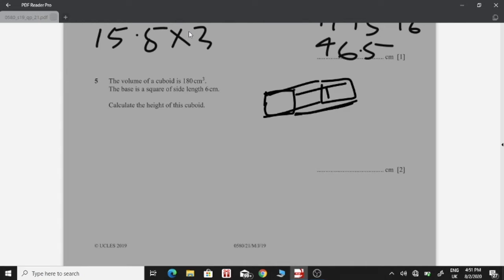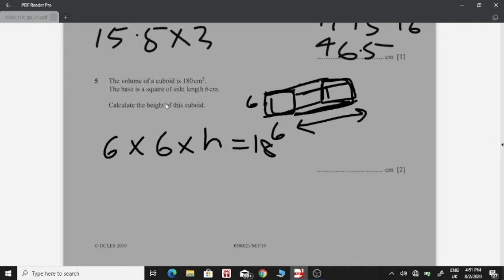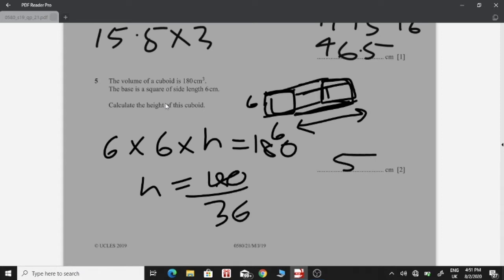As you can see, we have two squares on the top and the base, and then we have the other four sides as rectangles. So we know that the base is a square of side length 6 centimeters, which means both of its sides are 6, and we need to know the height, and the third value, which is our volume, is given. So height is the one which you need to figure out, and we have the other values. So we divide 180 by 36, and this gives us the answer as 5 centimeters as the height.